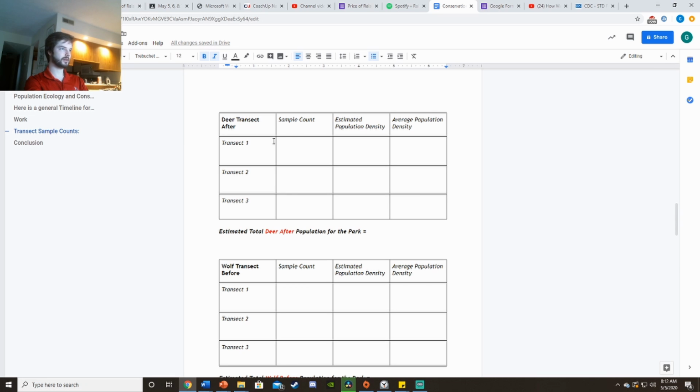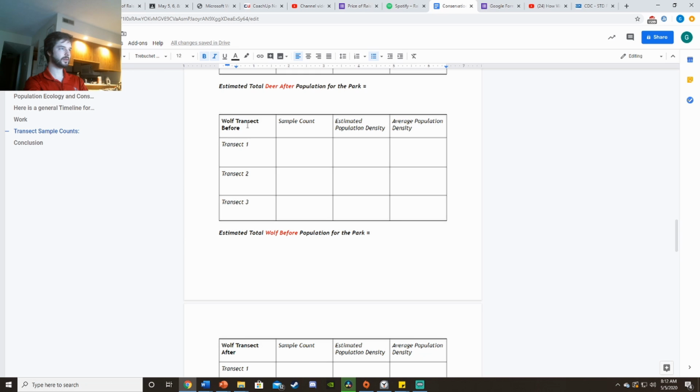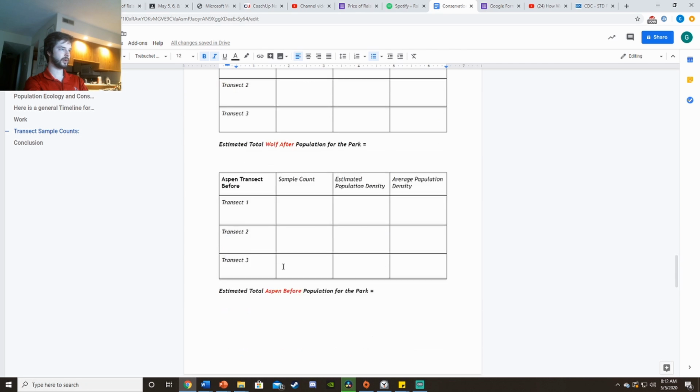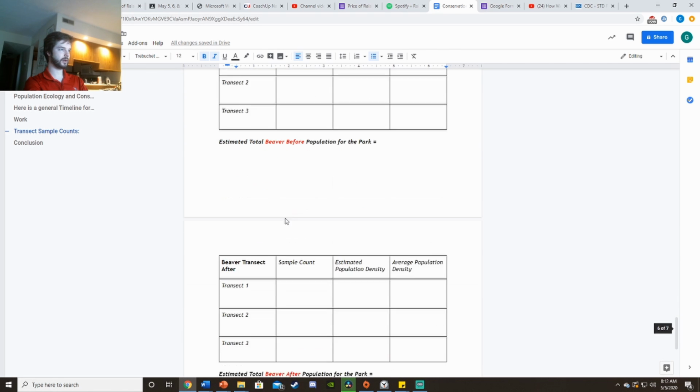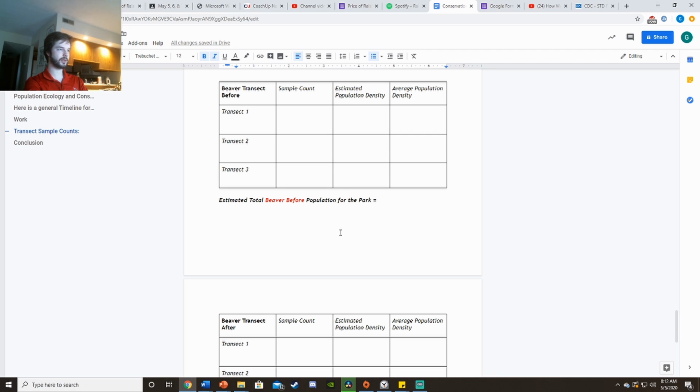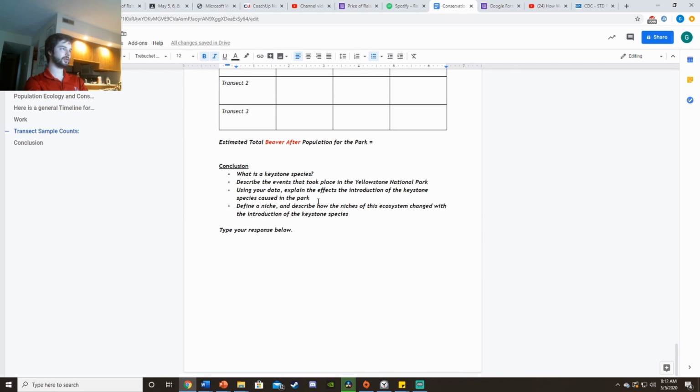Look at your deer after transect, take your sample counts, estimate the population density, get your total, then do the wolves before and after, aspen trees before and after, and beavers before and after to get your estimated totals. And then answer your questions.